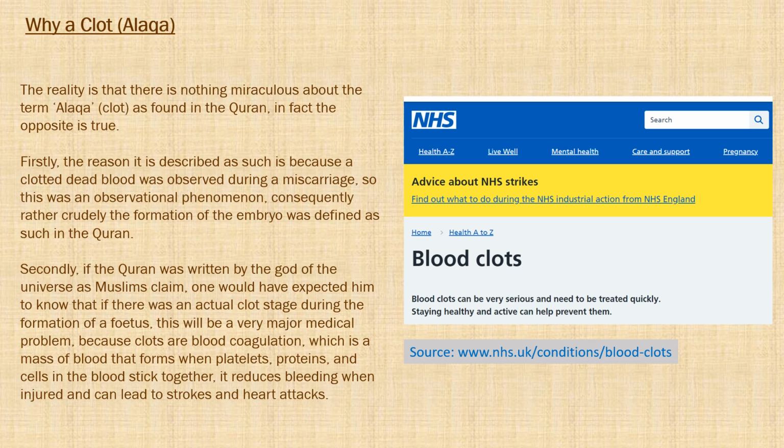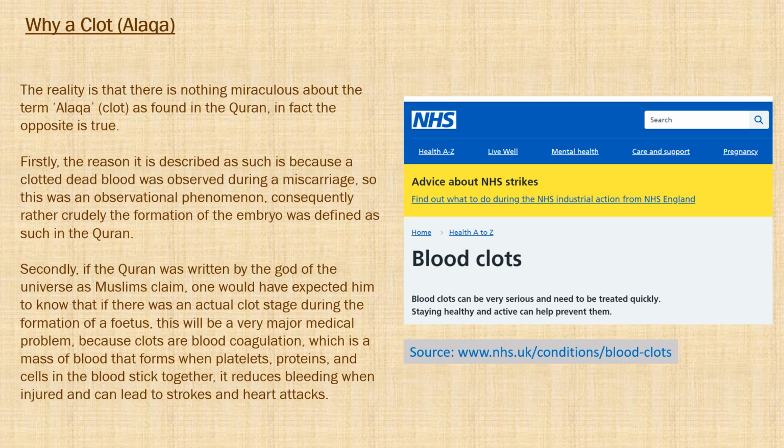Firstly, the reason it is described as such is because a clotted dead blood was observed during a miscarriage. So this was an observational phenomenon. Consequently, rather crudely, the formation of the embryo was defined as such in the Quran.